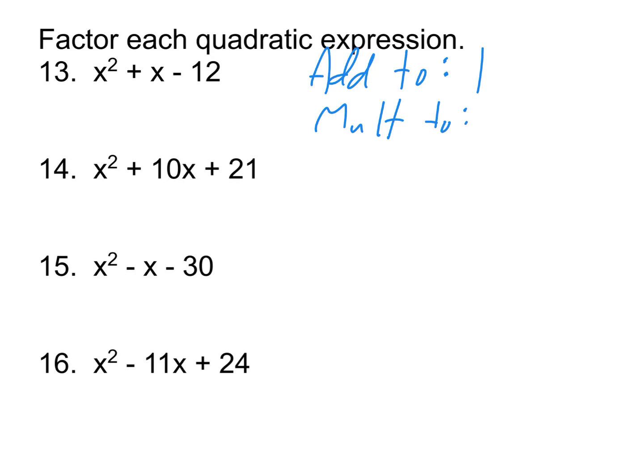Oh, not 12, negative 12. Keep track of that negative that's in front of it. Which is good, because it would only work if it was negative. If it was positive 12, this one would be impossible. All right, so then you can go ahead and factor it. So then what two numbers add to 1 multiply to negative 12? You hopefully are getting a positive 4 and a negative 3. So that's what number 13 would look like. Keep rolling with them.